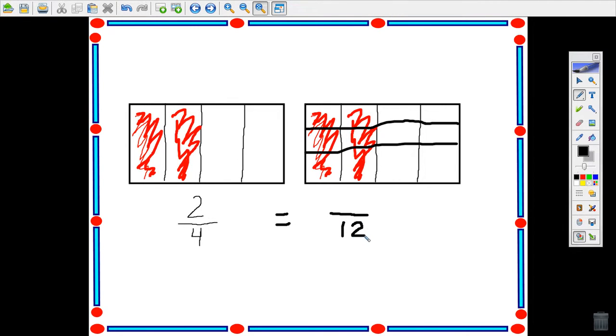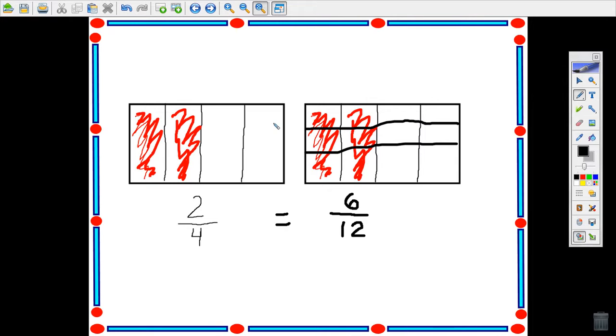And how many of those are shaded in red? 1, 2, 3, 4, 5, 6. So we have 6 out of 12 shaded in red, while here we have 2 out of 4 shaded in red. Notice the size of the rectangle is the same in both, but in the fourths, each fourth is bigger than a 12th. And that should make sense because when you have a whole and you cut it into more pieces, each piece is going to be smaller. Think about a pizza.